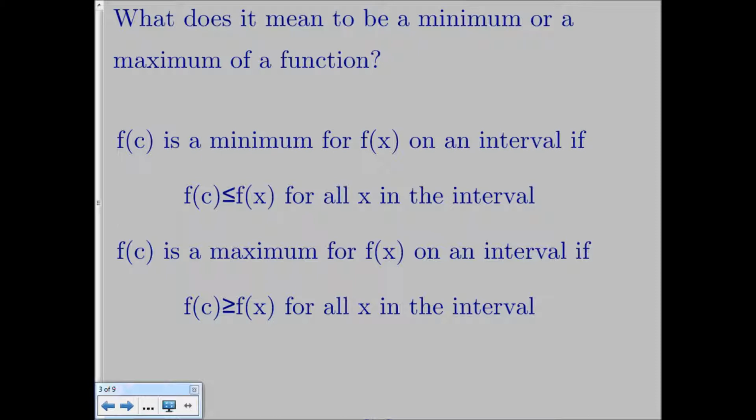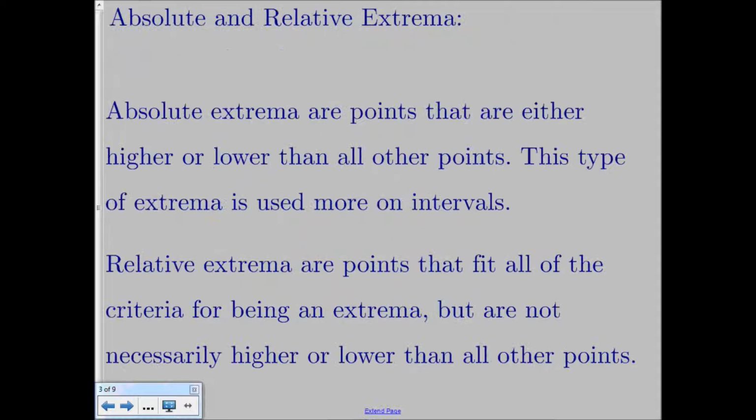So basically, it's just what your intuition is telling you. F of c is a minimum if it's smaller or equal to all of the other points inside of an interval. And just the opposite is true for a maximum. So f of c is going to be a maximum for a function on an interval if it is greater than or equal to all other y values in that interval. So pretty straightforward what you'd think of it intuitively.